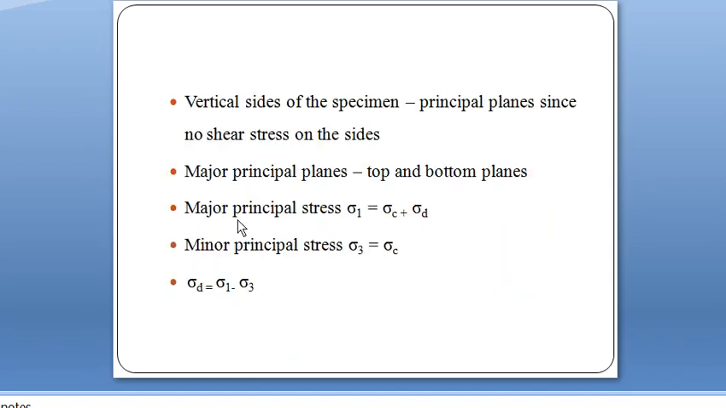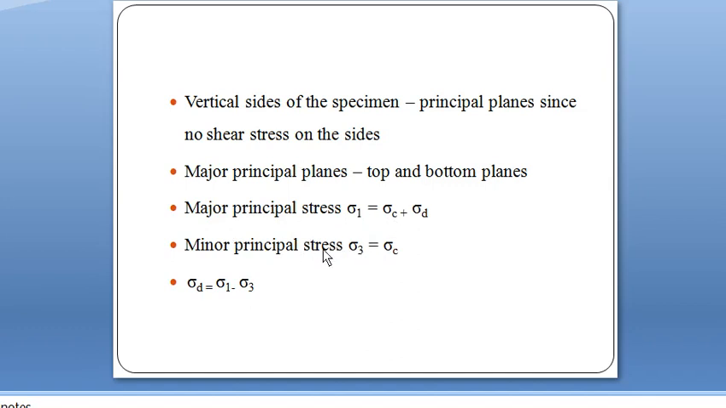The major principal stress is denoted as sigma 1. This is applied to the top and bottom planes, where there will be confining pressure plus deviator stress, that is, major principal stress sigma 1 equals confining pressure plus deviator stress. Then the minor principal stress is denoted as sigma 3, and that is the confining pressure. So this should be clear in your mind: in the triaxial cell, the major principal stress is sigma c plus sigma d, and the minor principal stress is sigma c.